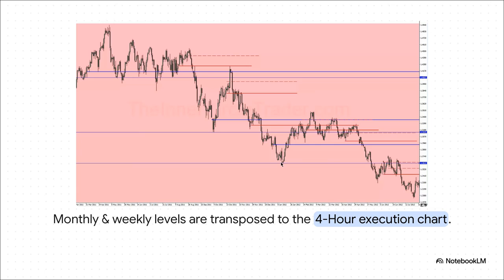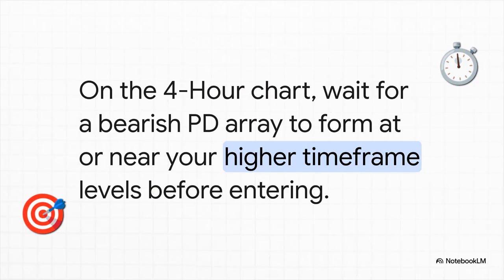See, we're not guessing anymore. We are patiently waiting for price to come to one of our pre-identified zones. So what's the actual trigger for the trade? Well, once price finally pushes up into one of our high time frame zones, we zoom in on that 4-hour chart. And now we're looking for a new bearish pattern, like a fresh 4-hour bearish order block to form right at that level. That is our confirmation. That's our signal to even consider entering a trade.